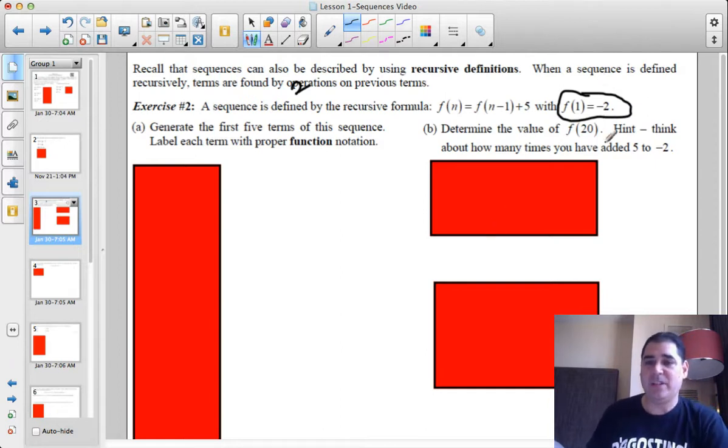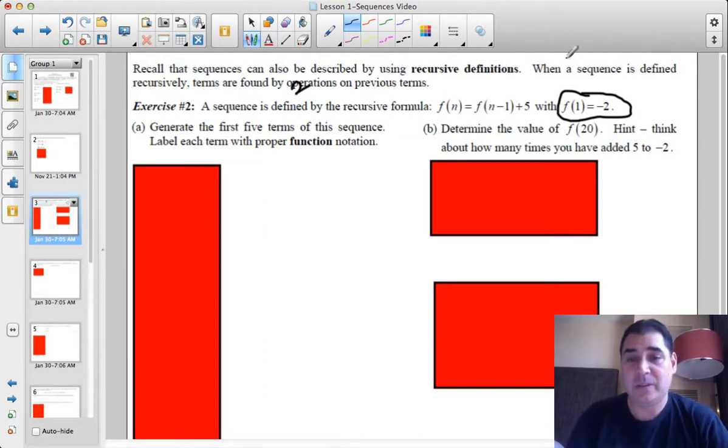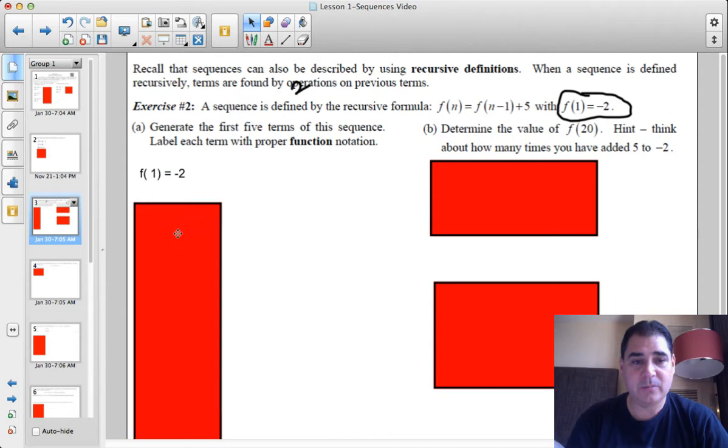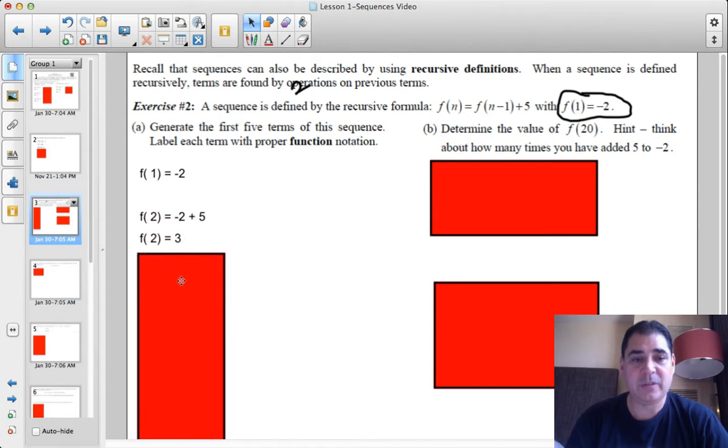All right, so f of 1 is equal to -2. That's the first term of the sequence. They have to give you a term of the sequence. Now what this is telling you: if I want the second term, take the previous term and add 5 to it. So if I want the second term, I take -2 and add 5 to it, because that's what it's telling us to do. Take the previous term, add 5 to it, and we get 3.